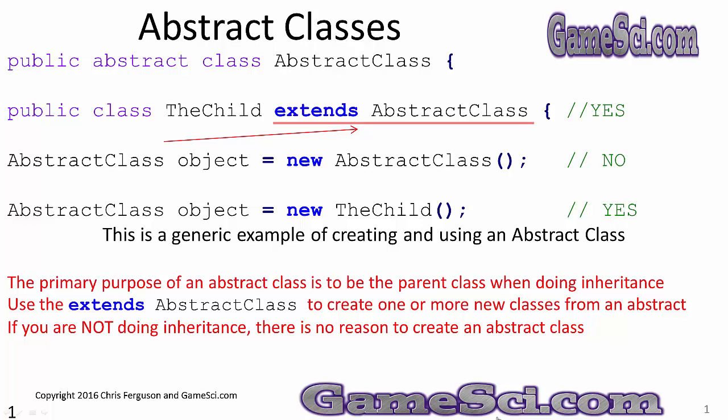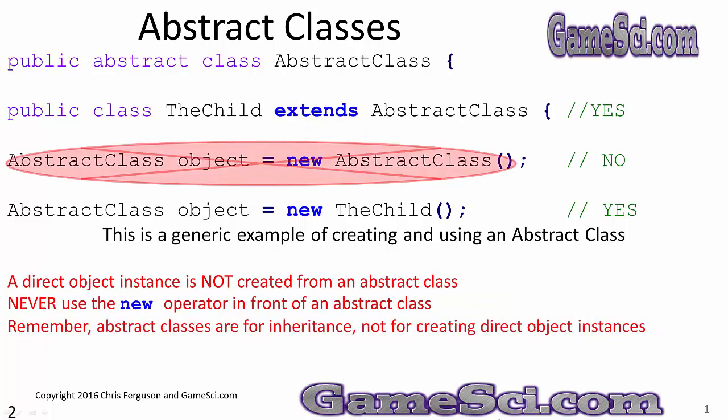Use extends AbstractClass to create one or more new classes from an abstract class. If you are not doing inheritance, there is no reason to create an abstract class. This is the purpose of an abstract class, to extend it or inherit from it. This is something you definitely want to do with an abstract class: extend it.